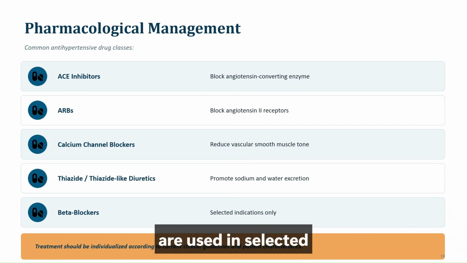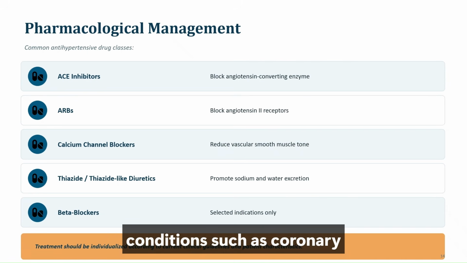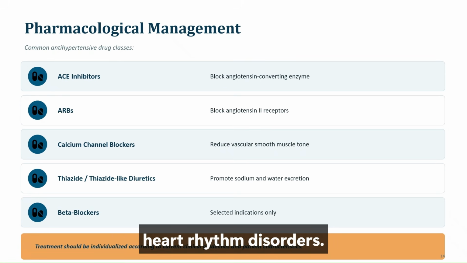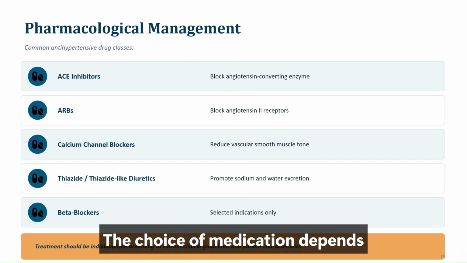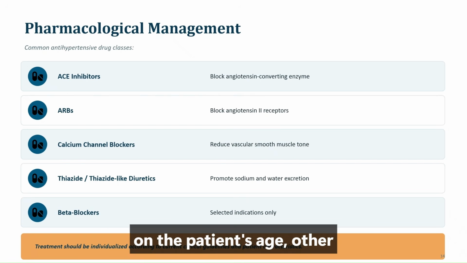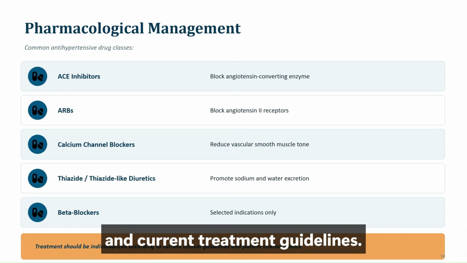Beta blockers are used in selected patients, particularly those with conditions such as coronary artery disease or certain heart rhythm disorders. The choice of medication depends on the patient's age, other medical conditions, blood pressure level, and current treatment guidelines.